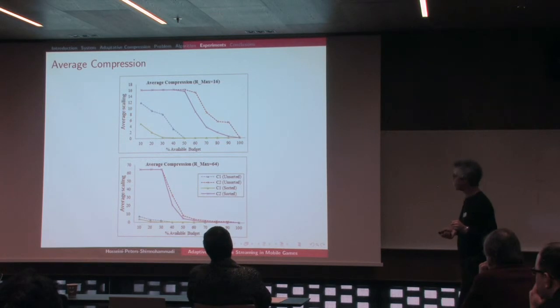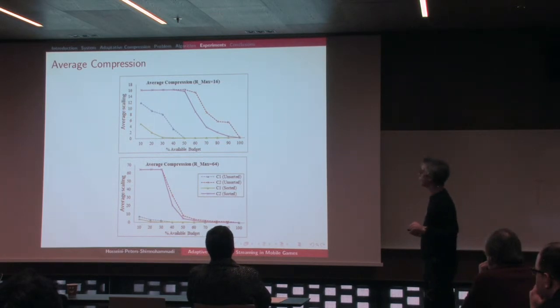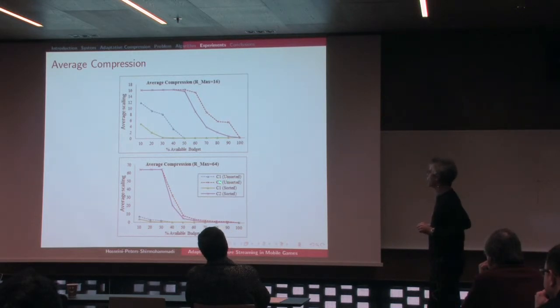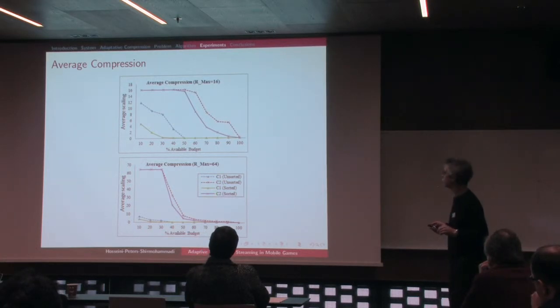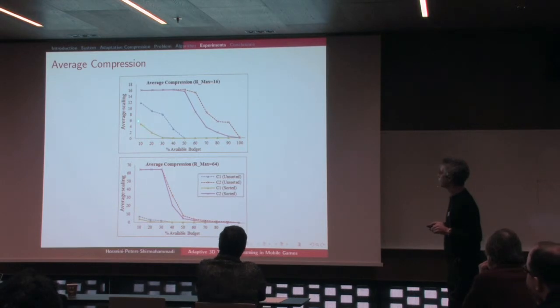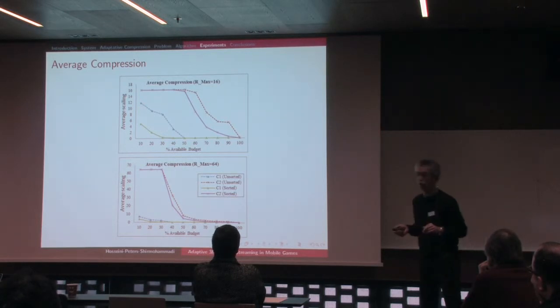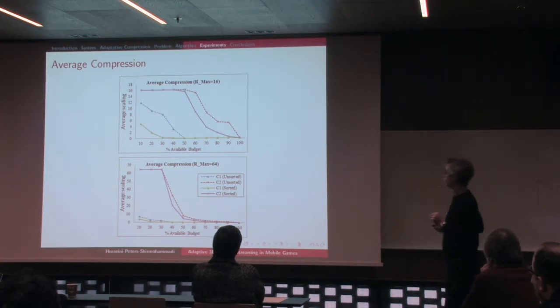These are the results we got, the average compression. The dotted ones are for just arbitrary order, and these solid ones are if we sorted them, a type of priority order. This is how much we ended up compressing the important textures, and the purple one is the unimportant ones. Similarly, these are the important and the unimportant when it's unsorted. So you can see that it's preferentially compressing the unimportant ones first, and then later.